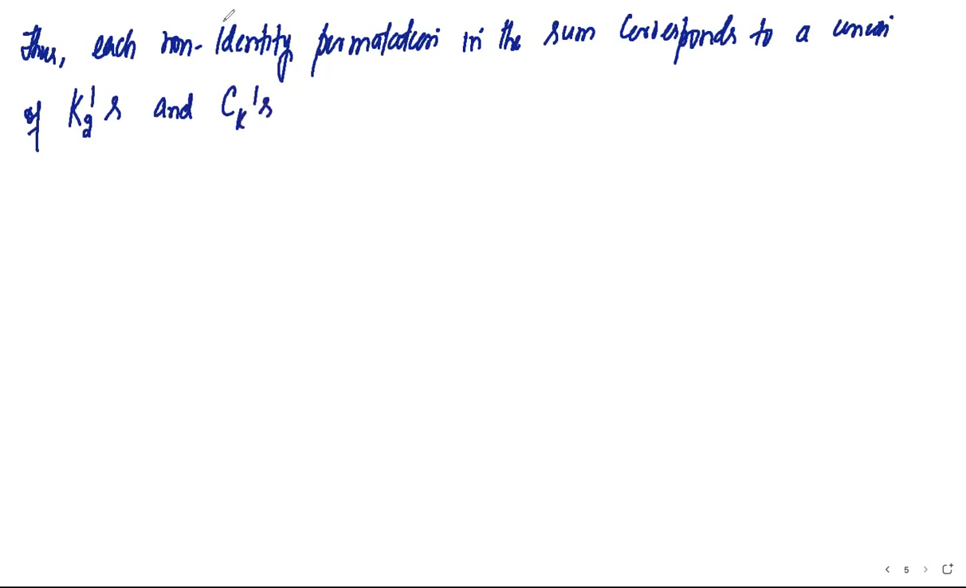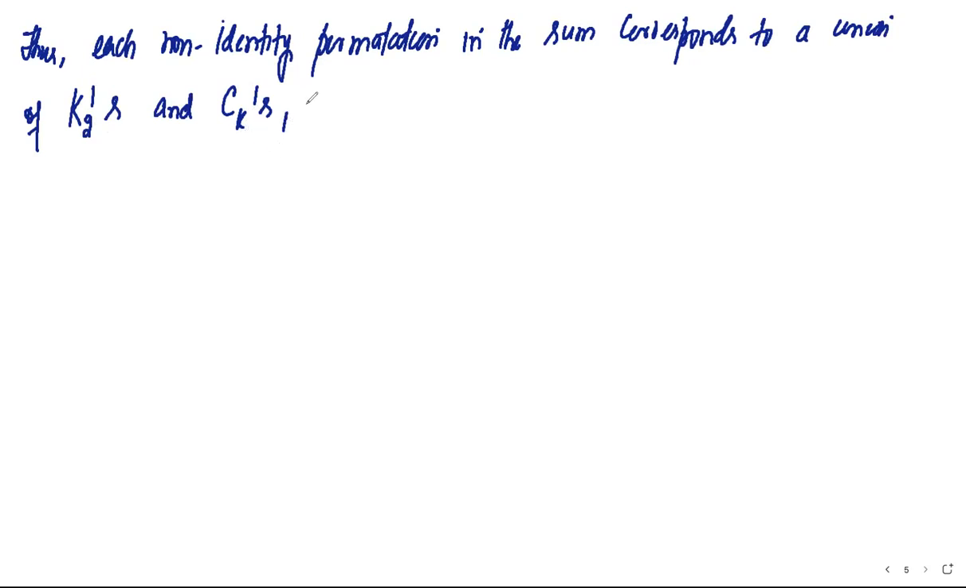Because whenever we have a permutation sigma, we can express that as a product of disjoint cycles. Then a cycle of length 2 will correspond to a K2 in an elementary spanning subgraph, and a cycle of length bigger than 2 in that cycle decomposition of sigma will correspond to some CK.